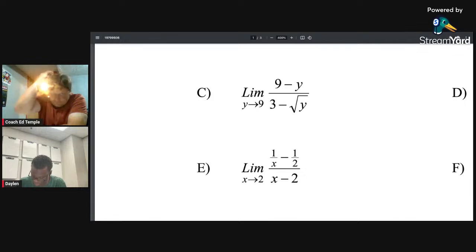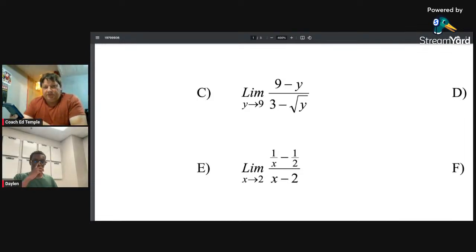Now, if you had a calculator, you could type in 2 numbers for all these problems. If they say as x approaches 2, you would type in 1.99, and then you would also do 2.001. And then you would see if you get the same answer. If you got 2 different answers, then the answer would be does not exist.